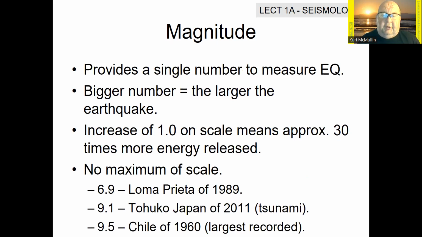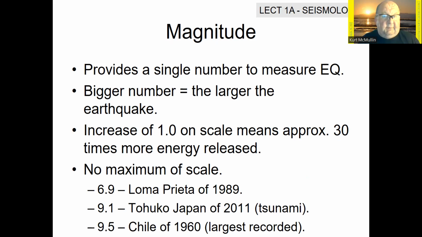About the magnitude, it provides a single number to measure the earthquake. So in other words, an earthquake occurs and the scientists come to a conclusion that that earthquake had a magnitude of 7. The bigger the number is, the larger the earthquake. One thing to keep in mind is that an increase of 1 on this scale means approximately 30 times more energy.